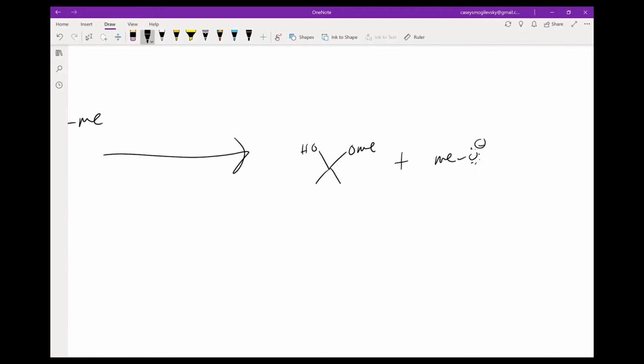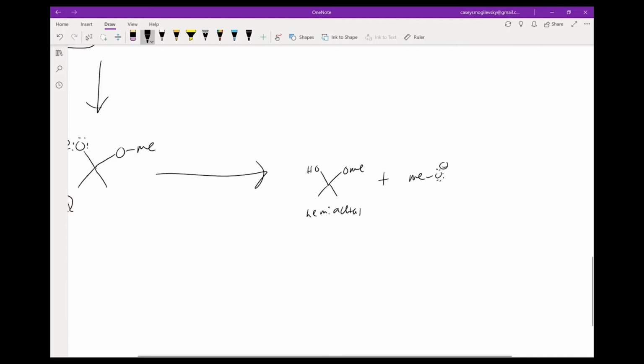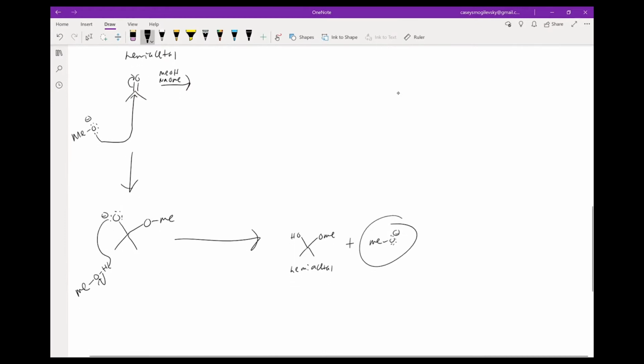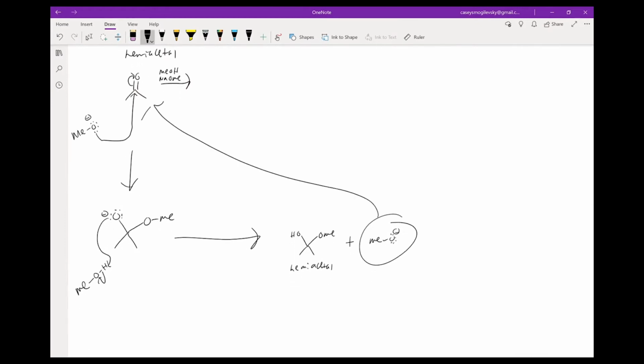And as a final product, we have the hemiacetal. Hemi meaning half, and this is because it's half of a full acetal, which we'll talk about in a second. What's cool, and what I mean by base catalysis, is that after you do this reaction once, you have more of the methoxide to go and react again with the acetone.